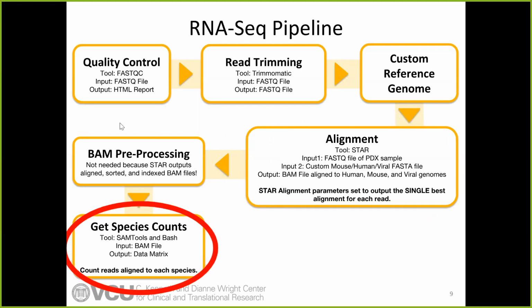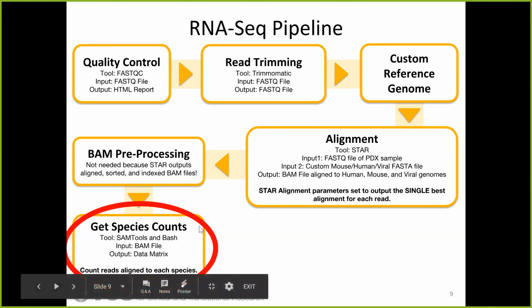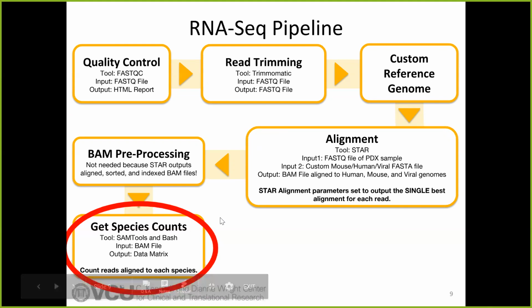And then, like I just discussed, we don't need to do BAM pre-processing because STAR actually outputs all of that. It does all that manipulation for you, and really fast. So once I got the alignment, then I just had to go into the BAM file and get the species counts. Note that I don't use a read counter program here, and I didn't need a GFF file for this step. I just used the SAMTools program and a bash script that I wrote to go through the BAM file and count all the lines that had human prefix and all the lines that had mouse prefix.